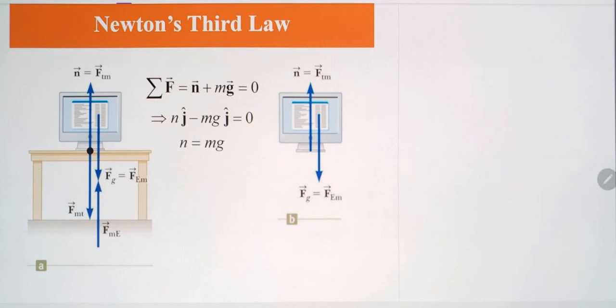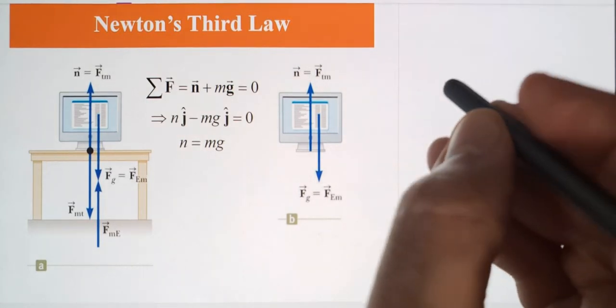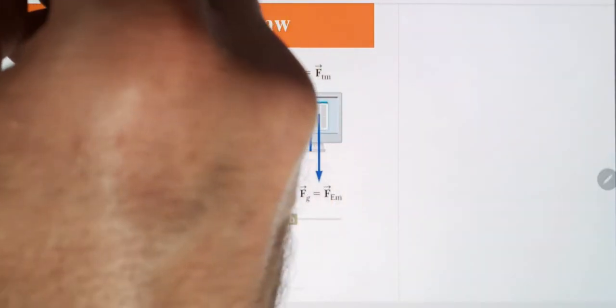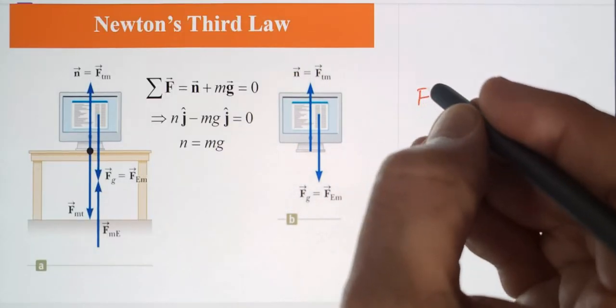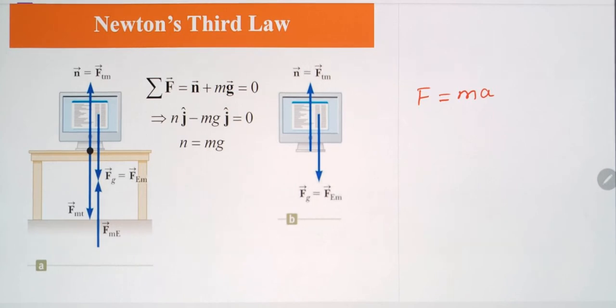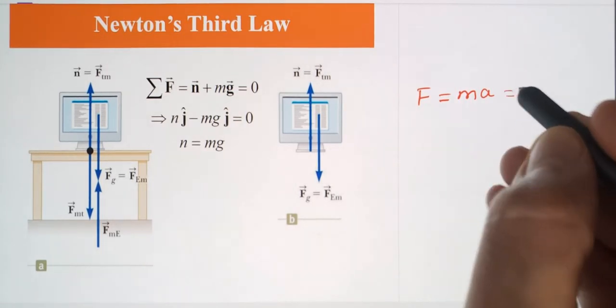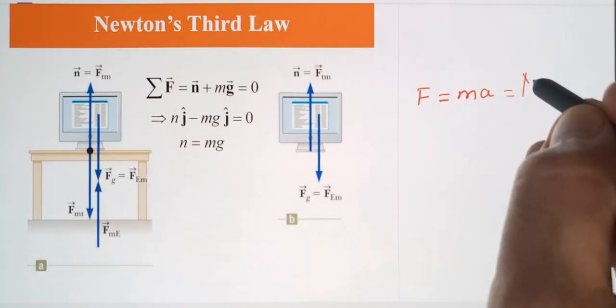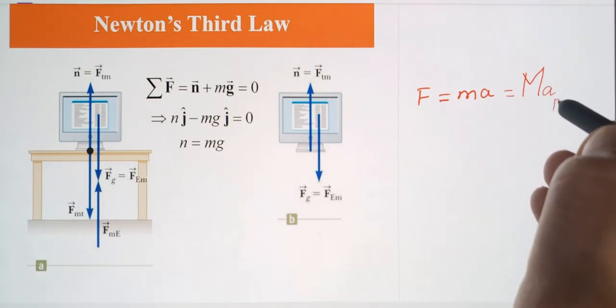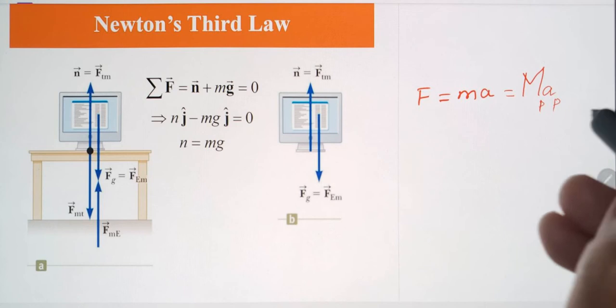But notice, when you compare the masses, same force, F equals ma for the object, and this is equal to F equals M of the planet multiplied by A of the planet. Not P, let's use Earth.